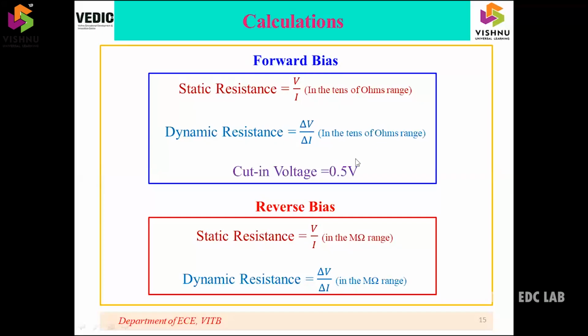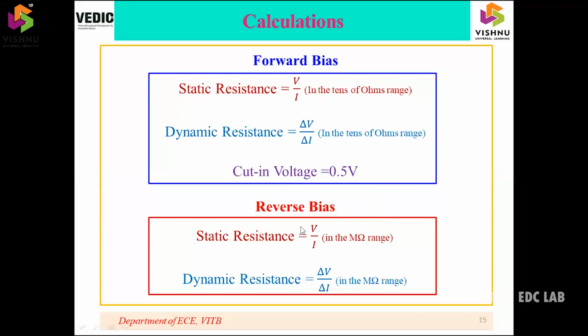Up to certain minimum voltage, almost negligible current is flowing through the diode. That voltage is the cut-in voltage. Cut-in voltage is 0.5 volts for silicon diode and 0.2 volts for germanium diode.